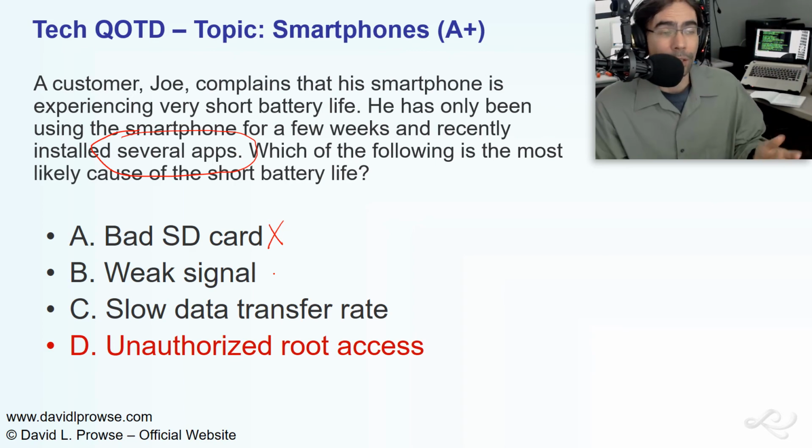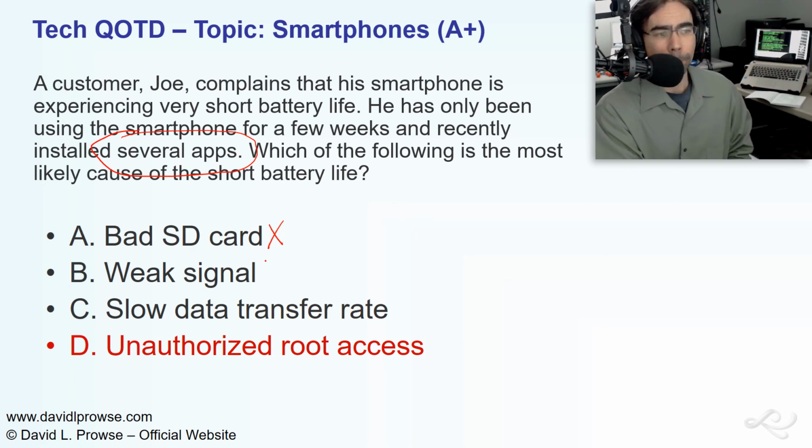And you can test that. You can just pull the SD card if you want. We're not talking about the SIM card or anything like that. We're just talking about the SD card. If it is removable, you could pull it to test it and see if that's the cause for the short battery life. But again, chances are it's not.